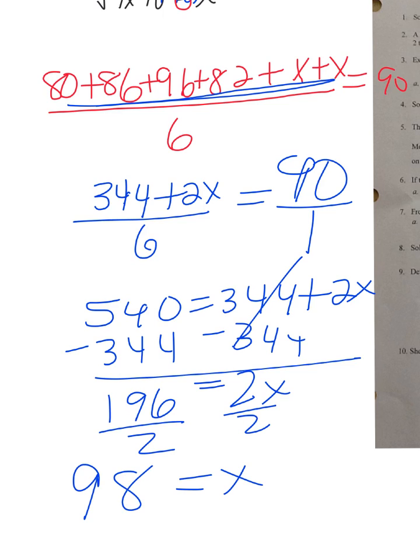So I would need a 98 on each of those last 2 tests for me to have an average of a 90. I mean, it could be, though, that you get a 99 and 97. That would be the same thing. But this would be the average of those 2 tests. All right, let's take a look at number 3.